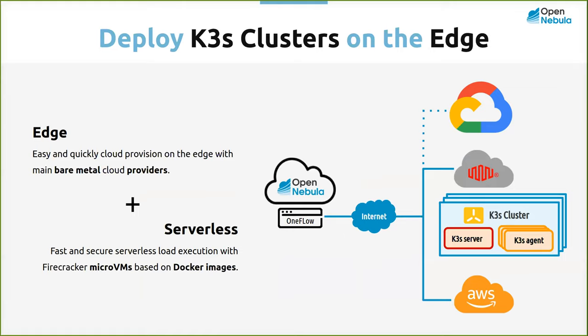But the idea is that once you have a Docker image on Docker Hub of any application, in this case K3S, what we can use is OneFlow to define a service where we have different components, in this case a K3S server and maybe multiple agents, and then we can deploy on the nodes that are on the edge that we have already deployed and integrated within our OpenNebula setup by using one provision.